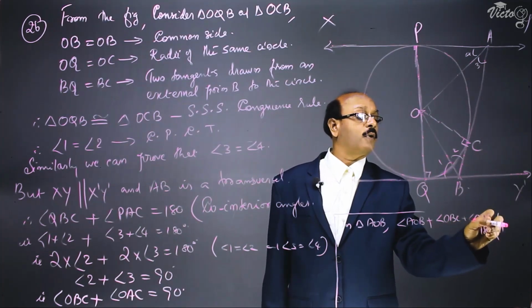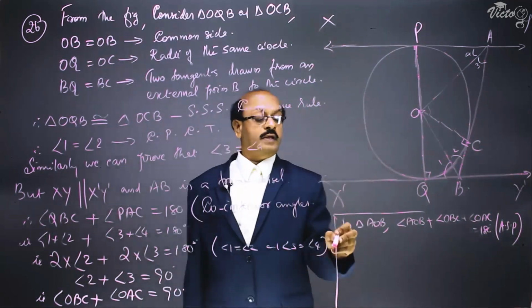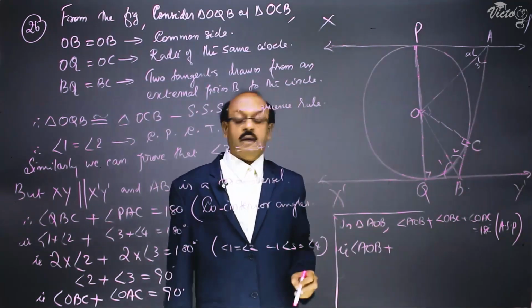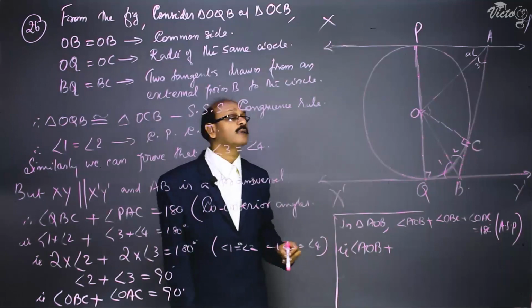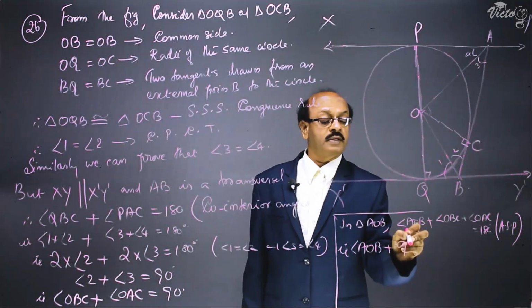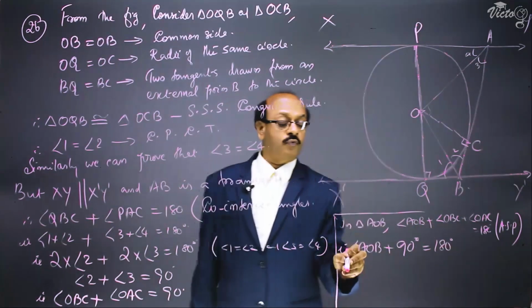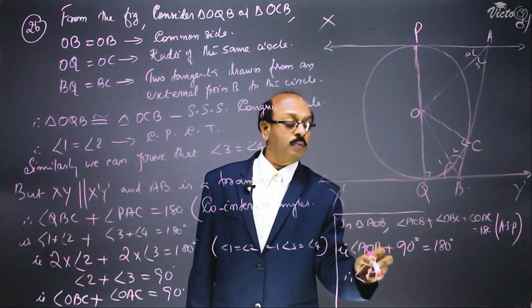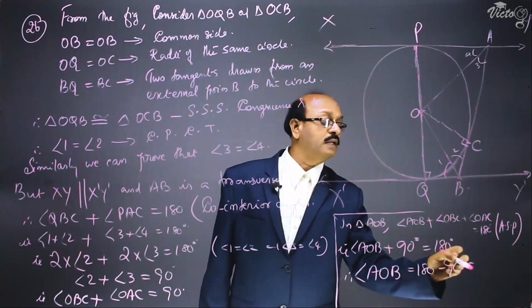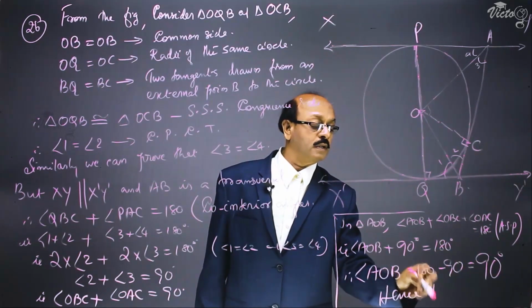Reason: angle sum property. ASP means angle sum property. That is, angle AOB plus the measure of angle OBC plus OAC, which is 90 degrees, is equal to 180 degrees. Therefore, the measure of angle AOB is equal to 180 minus 90, which is equal to 90 degrees. Hence, we proved the result.